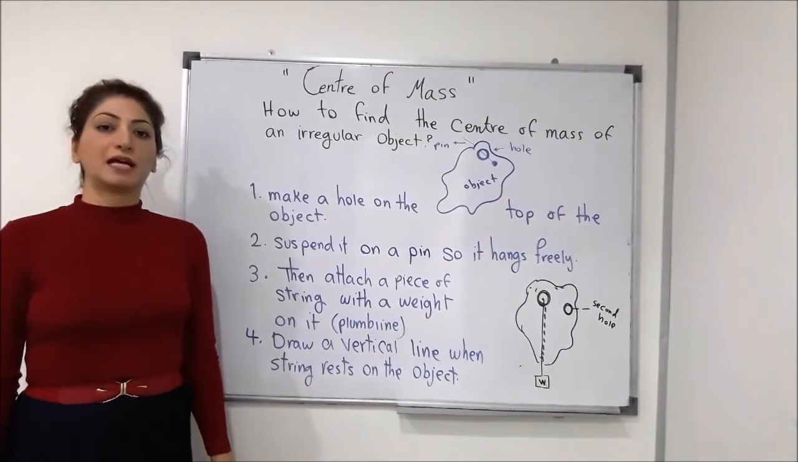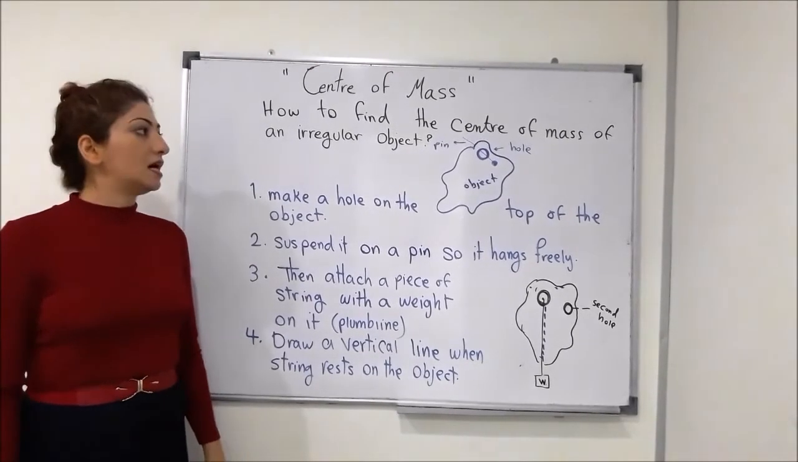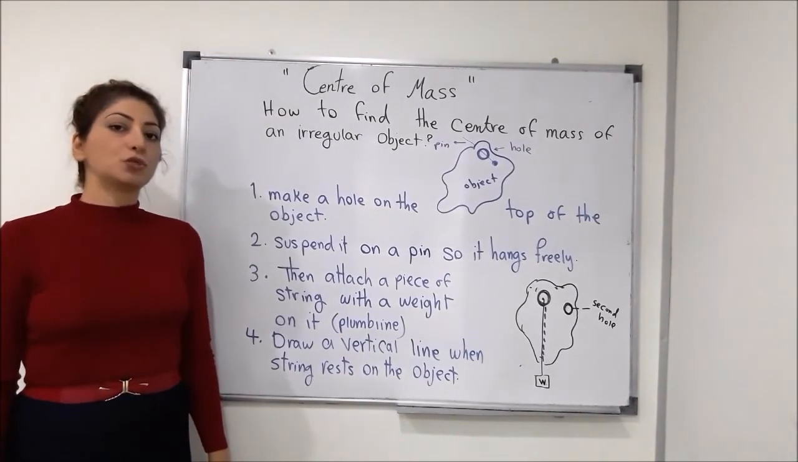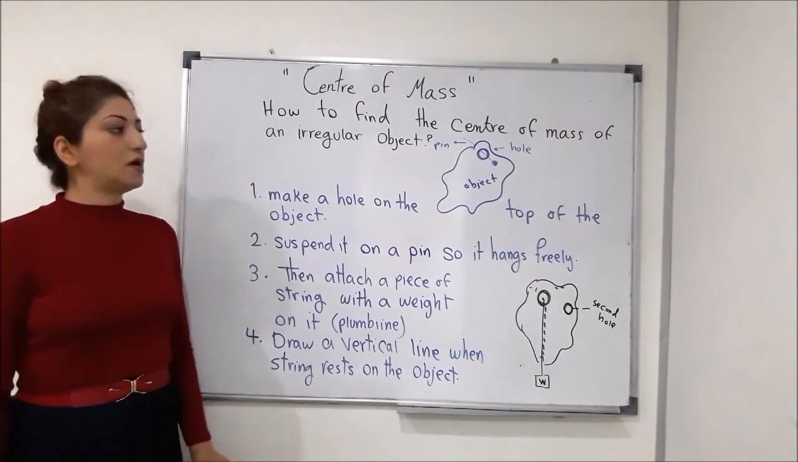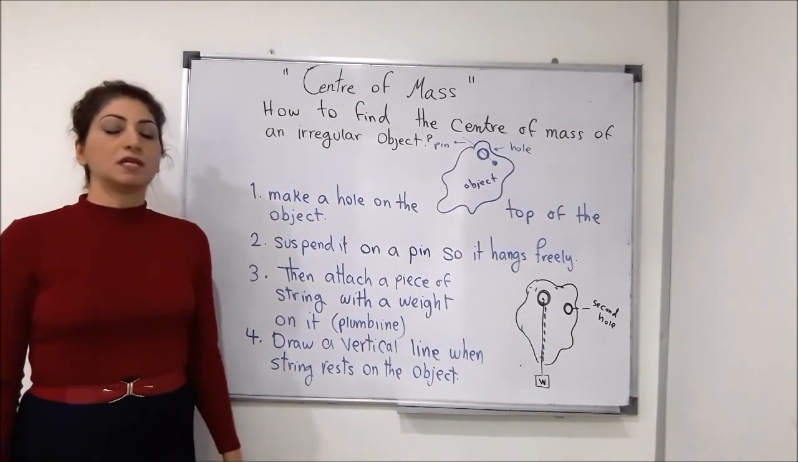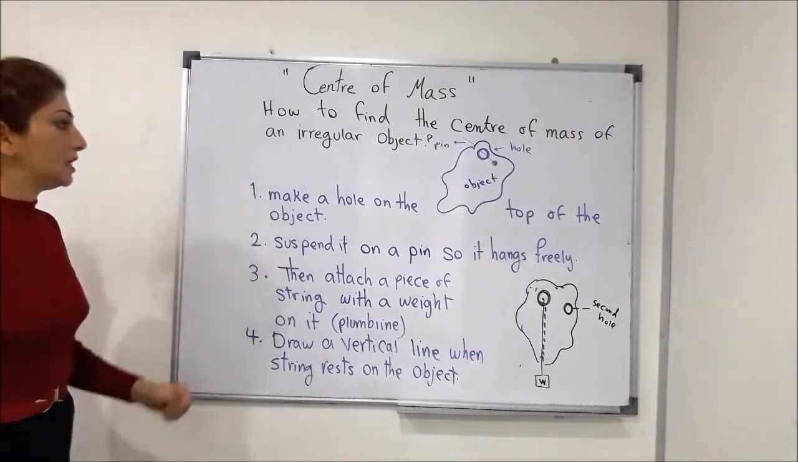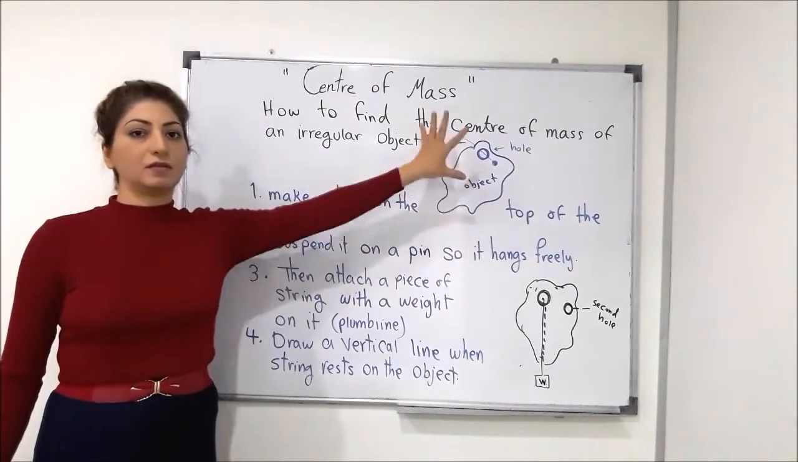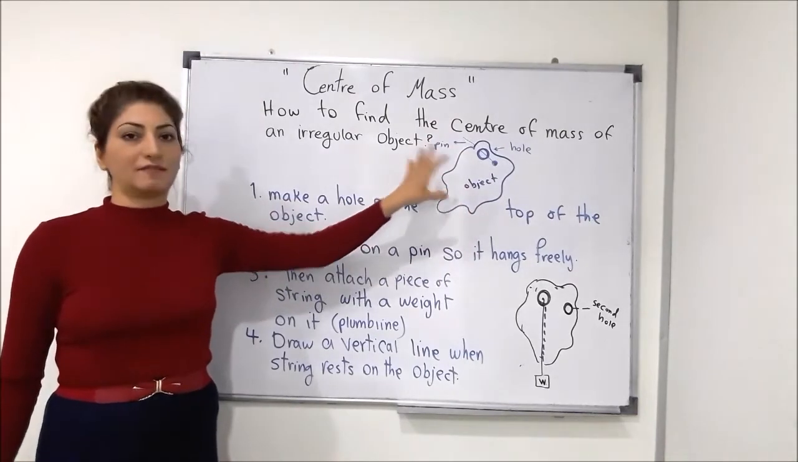Maybe you are asked to determine the center of mass of an irregular object. So what should you do? I will tell you now what to do. The process, step by step, is as follows. So you have an object here like this. It is an irregular shape. I mean, it doesn't have a definite shape.